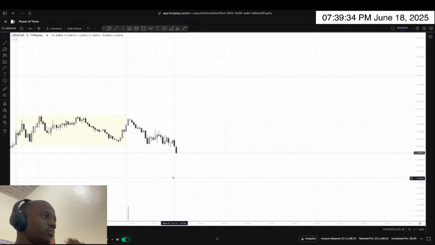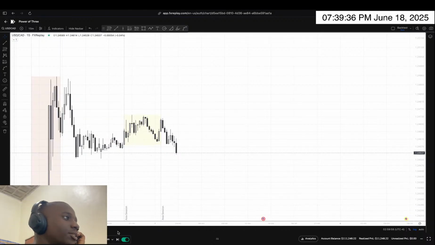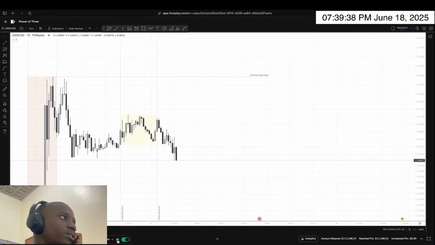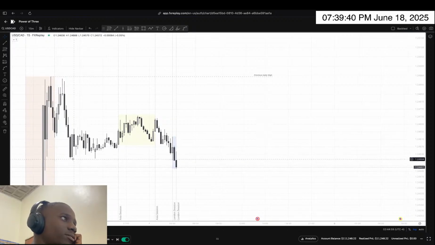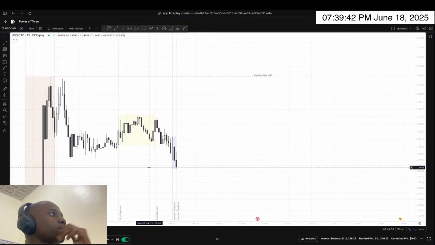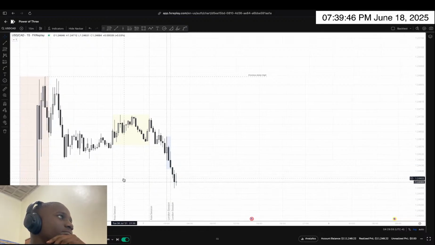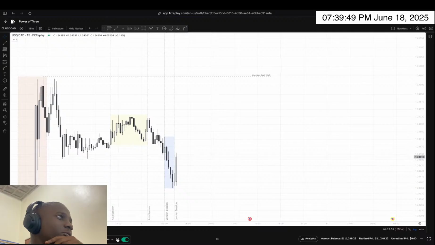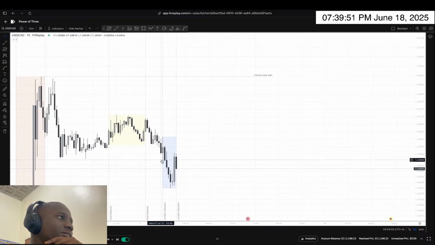Okay, so the moment Asia closes, you can see that we start to drop by small bits and take out the equal lows. Didn't get any retracement so far, and we push high into some kind of order block.